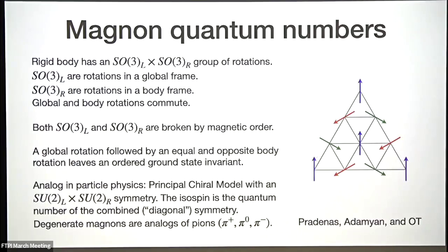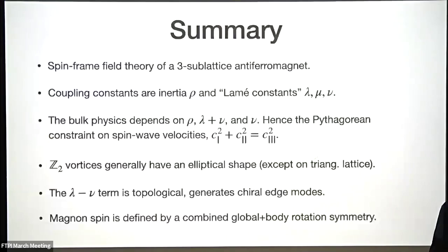That's actually quite similar to a situation in particle physics with pions, which are quasi-Goldstone modes of the chiral SU(2) cross SU(2) symmetry. And pions have the isospin quantum numbers, which are characterized by the combined or diagonal symmetry where you apply both SU(2)s with the same rotation angle. So that is something that will be published later on. So I'll leave you with my summary and thank you for your attention.